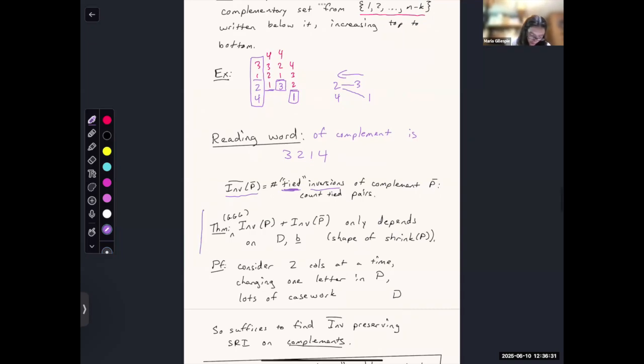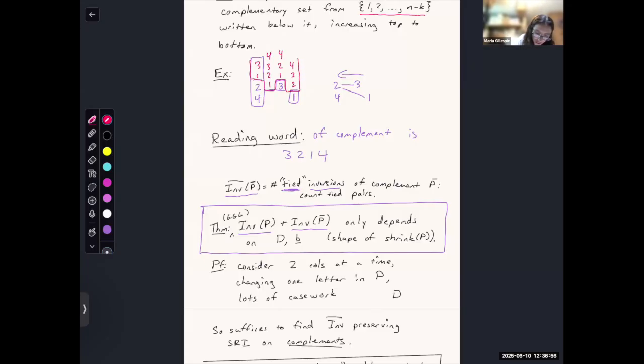Here's the theorem that makes this complementing the right thing to do. This was a little bit tricky to prove, but I'm just going to state it, and we're going to use it as a fact. If you take the inv of P plus the inv of the complement of P, that's constant. It only depends on the shape of D and the B. So basically, it depends on the shape of the red letters. For instance, up here, you have this shape.